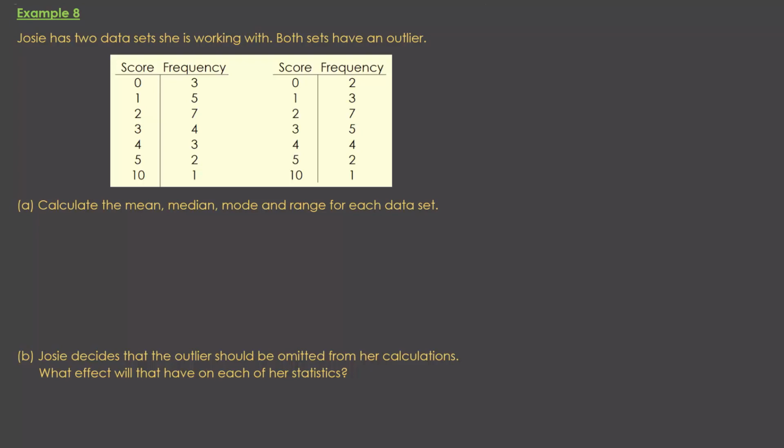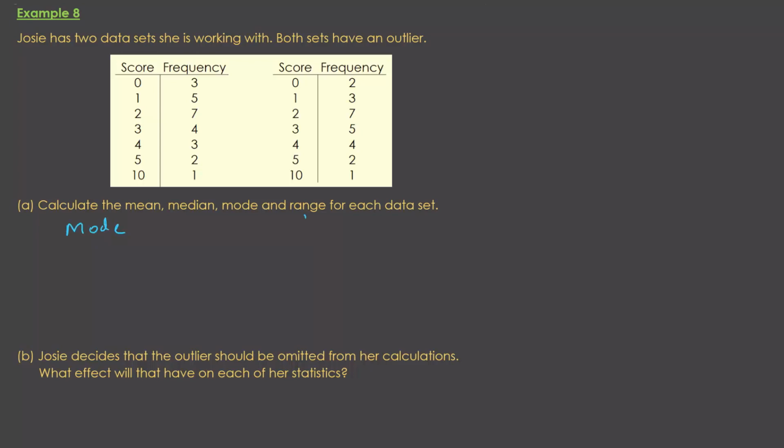Josie has two data sets she's working with. Both sets have an outlier. Calculate the mean, median, mode and range for each data set. So, let's start with the mode.